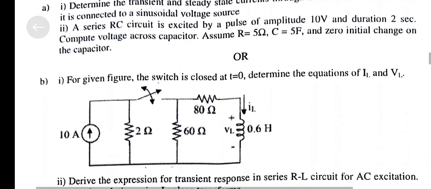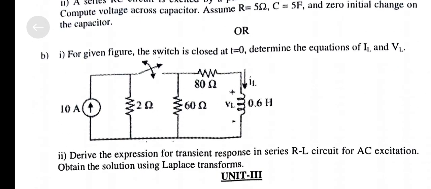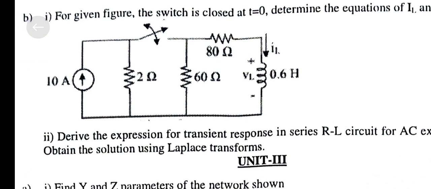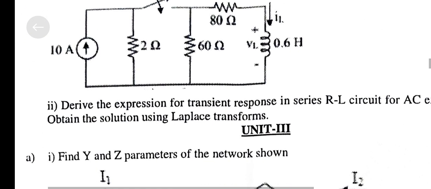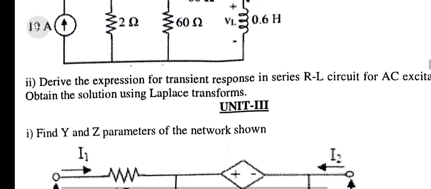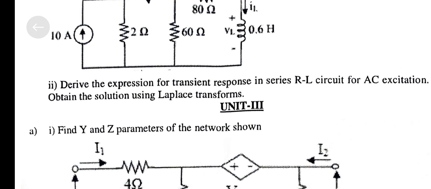B. For the given figure, the switch is closed at t equal to 0. Determine the equation of IL and VL. Derive the expressions for transient response in series RL circuit for AC excitation. Obtain the solution using Laplace transform.